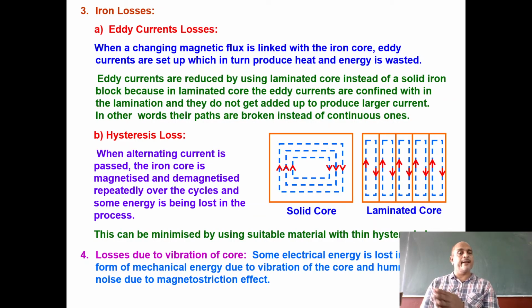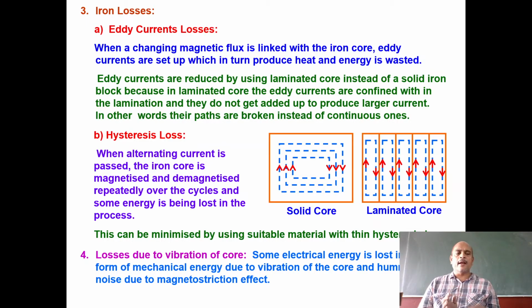It is not possible to get complete magnetization and demagnetization in the secondary coil, so there can be a small amount of loss. This is called hysteresis loss, and it can be minimized by using a suitable material with a thin hysteresis loop.